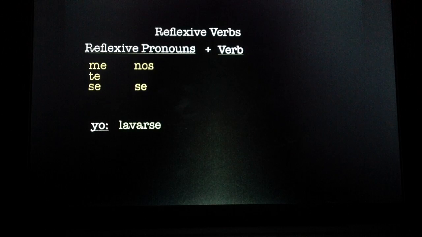The yo form of lavarse, we take lavarse. We know we still have to conjugate the verb lavar. So we'll just drop the se for a moment. The yo form of lavar is lavo. But to make it reflexive, we need one of those reflexive pronouns. Me, te, se, nos, or se. Do you know which one it is? If you said me, you were correct. So where does the me go? If you said it goes in front of lavo, you are correct. Me lavo means I'm washing, and it's inferred that I'm washing part of me. Washing my face, washing my hands, washing my hair.